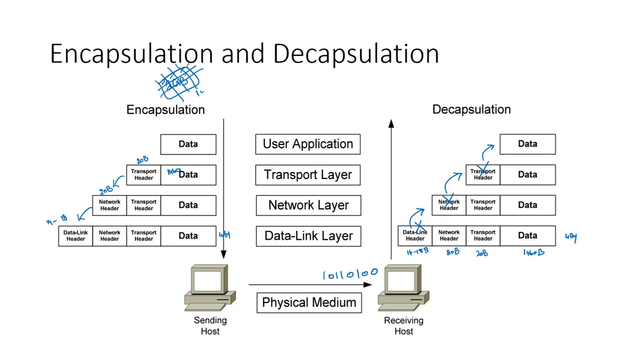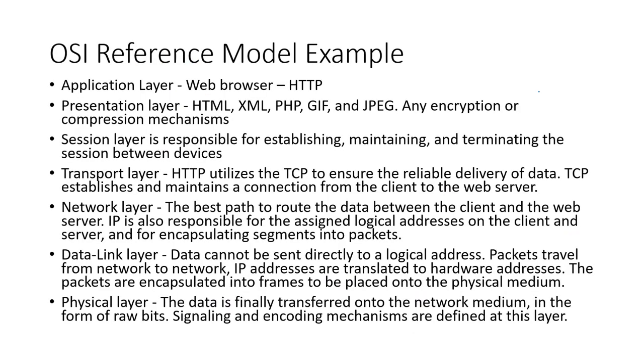Which means it'll have all these segments, right? Let's say this has 100 segments. The transport layer will wait and accumulate all those 100 segments and then give it to the application. Got it? This is what your OSI layer does. So this is an example of your OSI reference model.